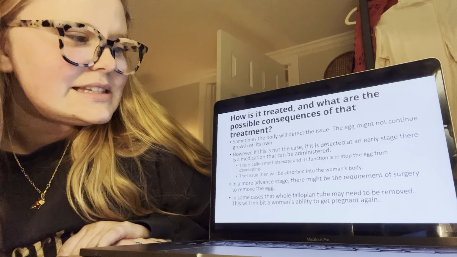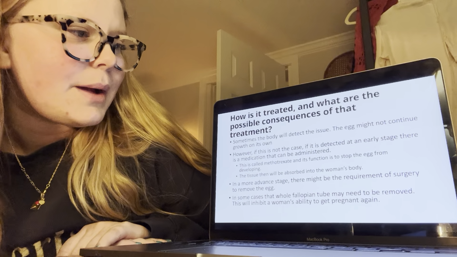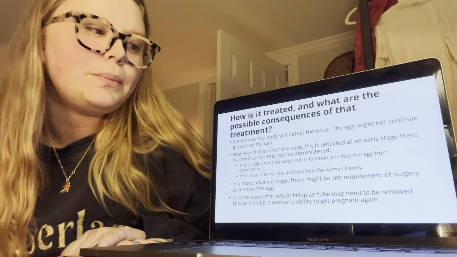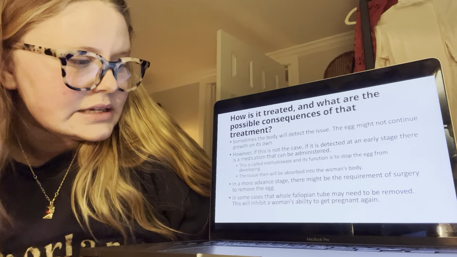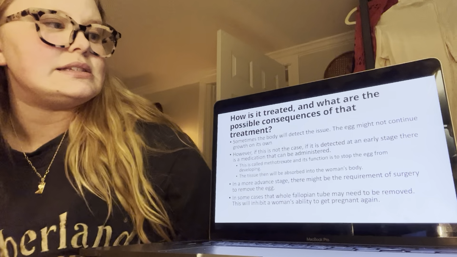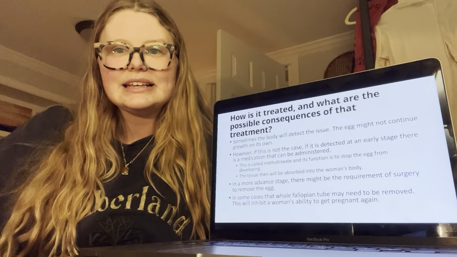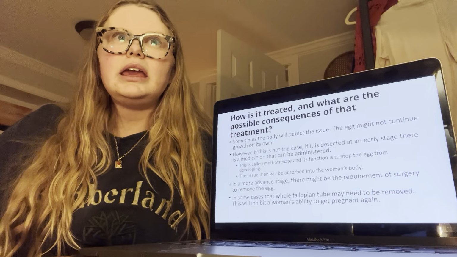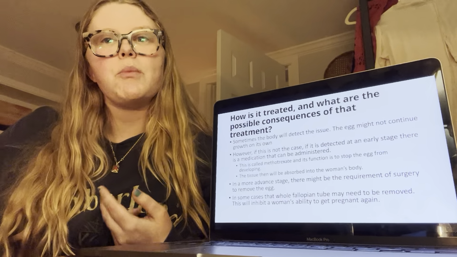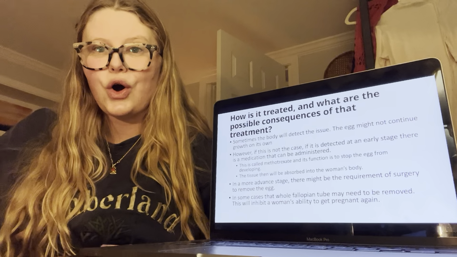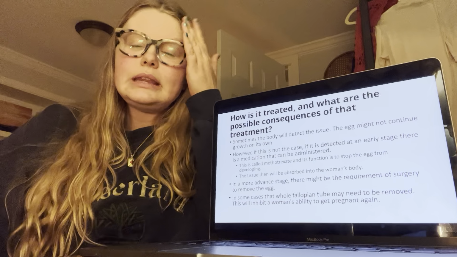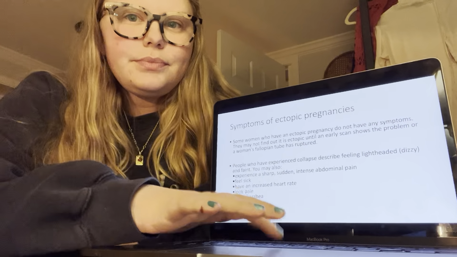In a more advanced stage of an ectopic pregnancy, there might be a requirement of surgery to remove the egg. In some cases, the whole fallopian tube may need to be removed, and this will inhibit the woman's ability to get pregnant in the future. So these are some of the consequences of this. If the fallopian tube needs to be surgically repaired in some way or removed, that can cause either another ectopic pregnancy or the inability to get pregnant.